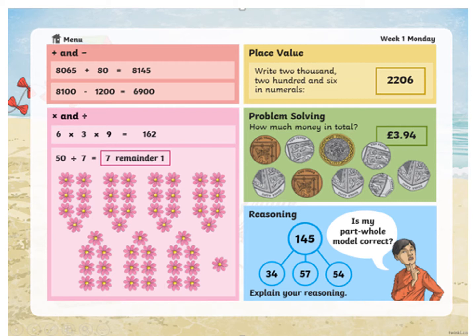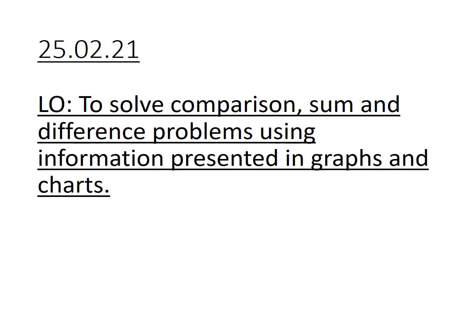Then the reasoning question, the boy's asking, is my part whole model correct? So the whole number was 145. So you should have said, yes, he was correct, because 34 add 57 add 54 does equal 145. So yes, he is correct.